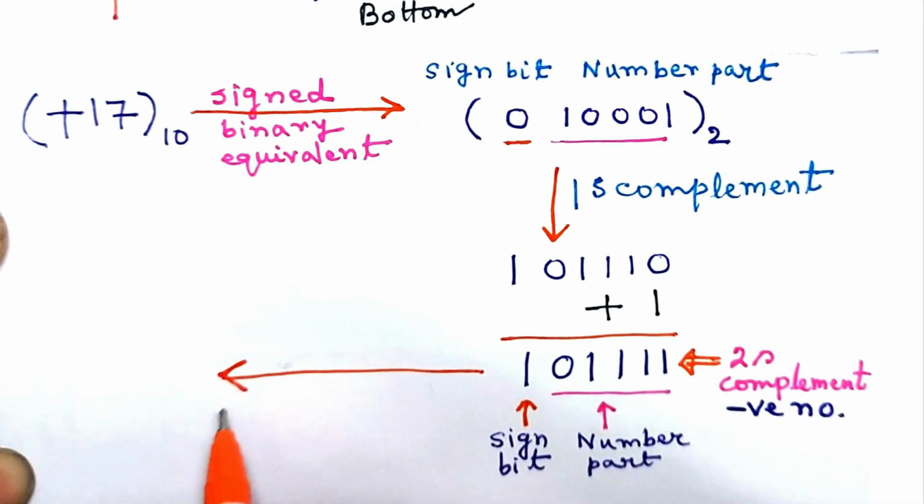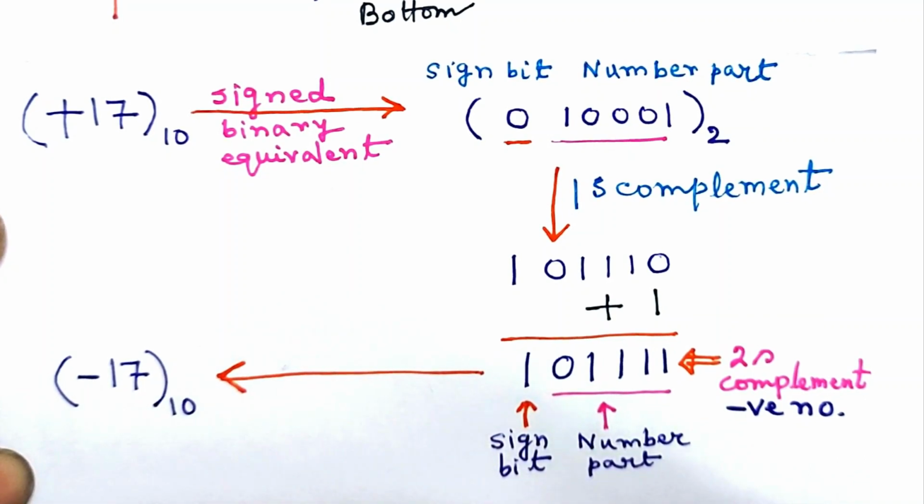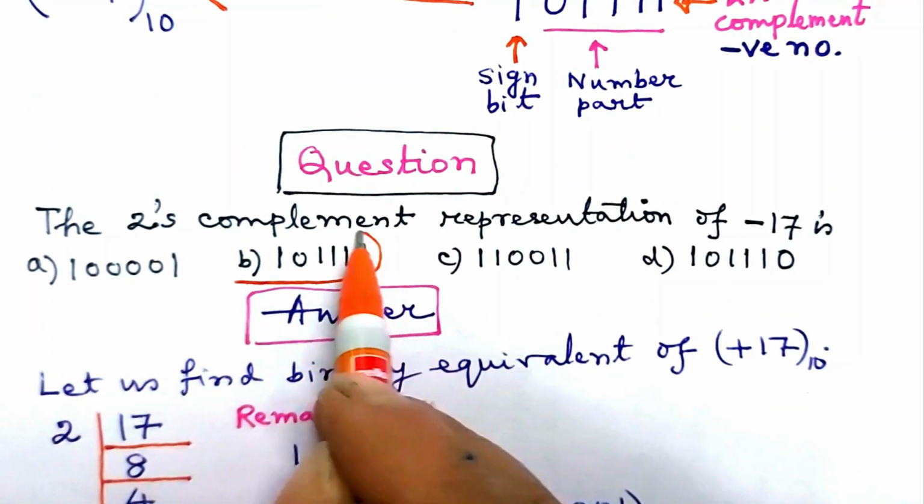It represents negative 17 in decimal representation. So the option B is correct.